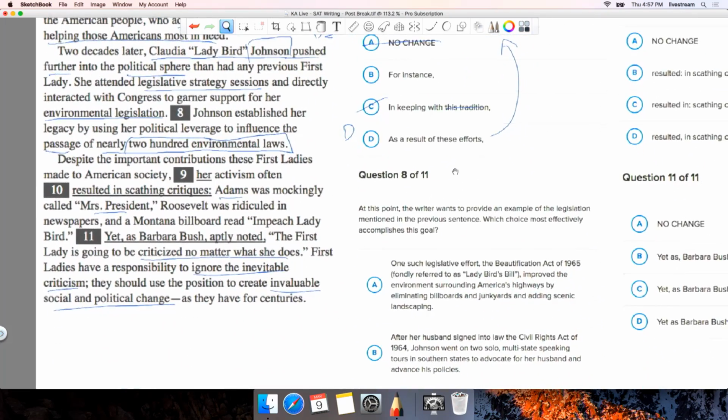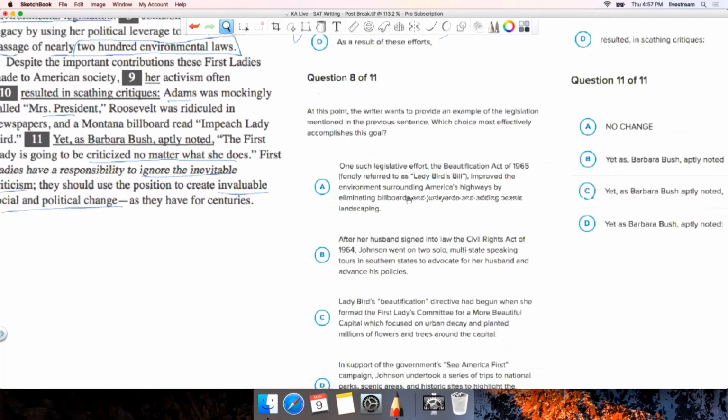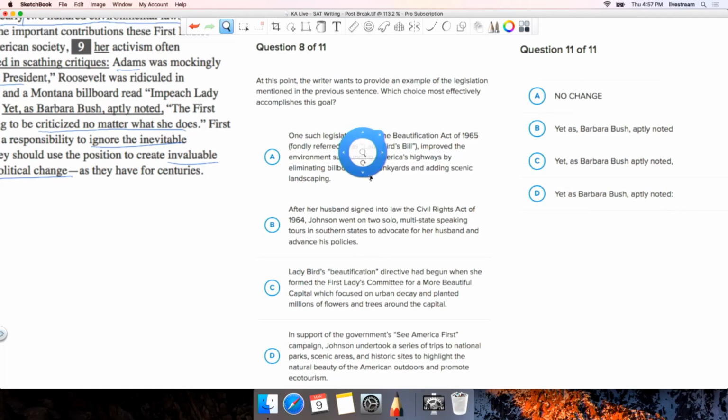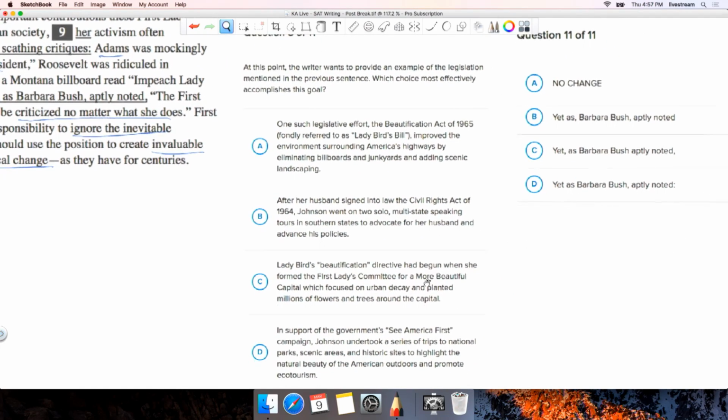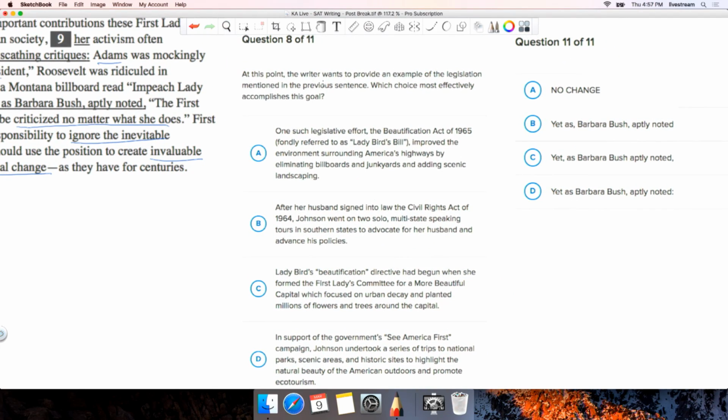So question number 8. I'll just zoom in on the question because this is a lengthy question here. So you can take a look. At this point, the writer wants to provide an example of legislation mentioned in the previous sentence. Which choice most effectively accomplishes this goal? So we want an example of legislation. Okay, so we'll come back to these answer choices.